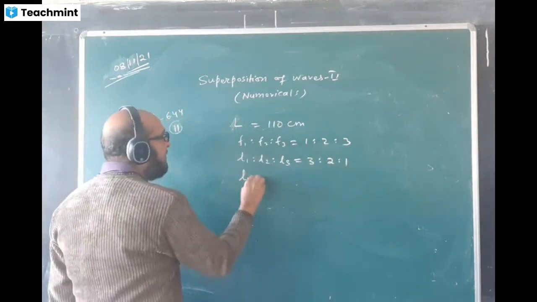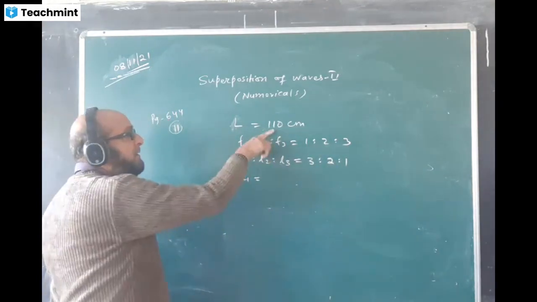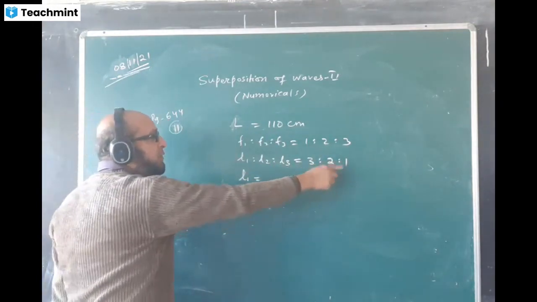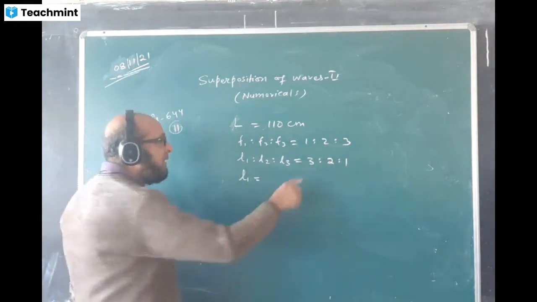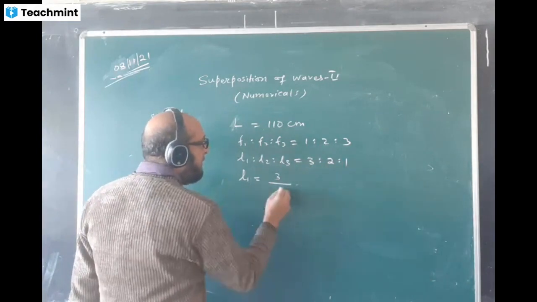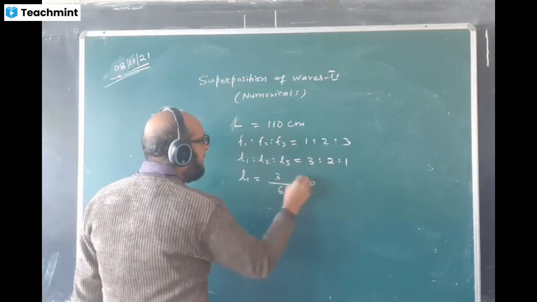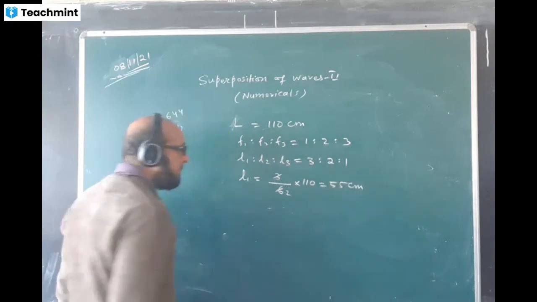How do you divide that? L1 value will come, I think you have done it in the lower class. 110 divided in the ratio 3:2:1. How do you divide into each part? The first one I take 3. Sum of the ratio 3 plus 2 plus 1 is 6, into 110. 3 2s are 6, so it is coming 55 centimeters.